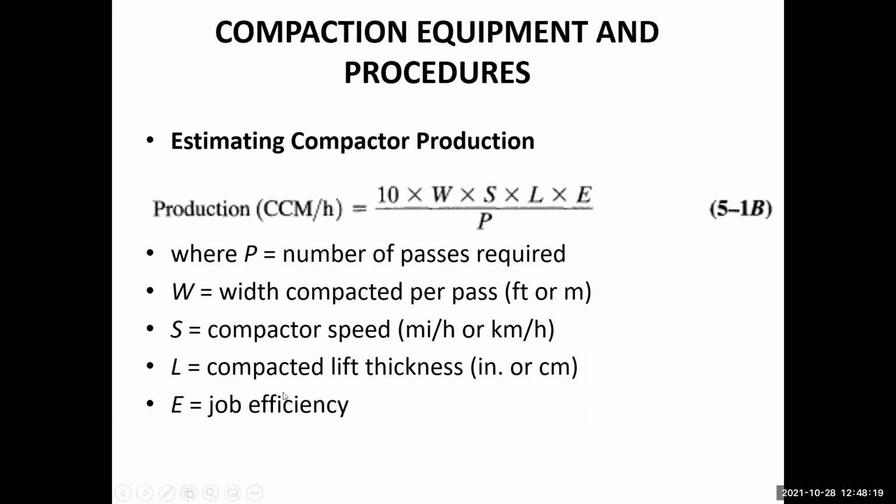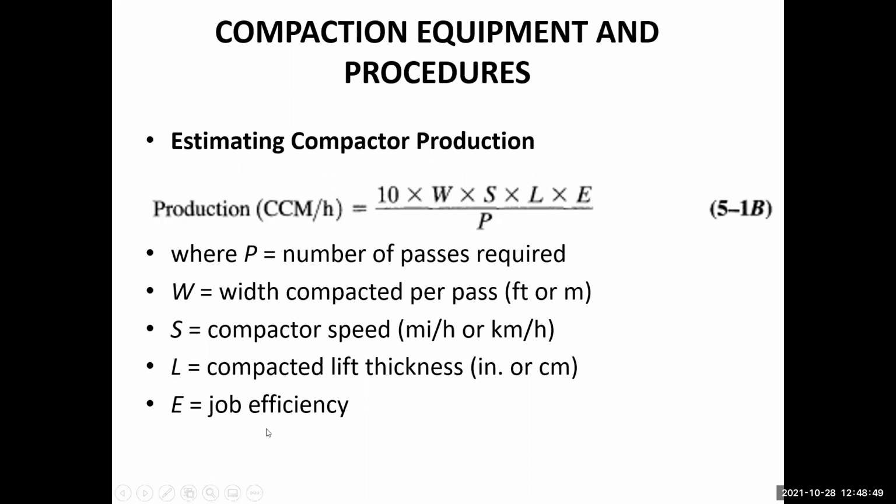And L is the compacted lift thickness. That means the thickness which we are compacting. So we will place a material, and then we say that we want to achieve a compaction thickness of about 15 centimeter. So that 15 centimeter will be the lift thickness over here.